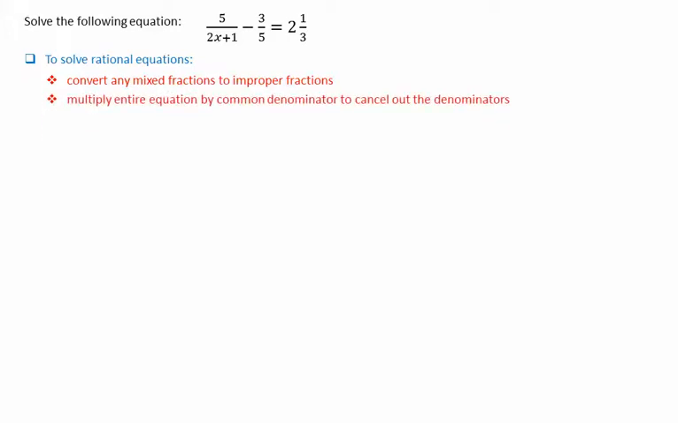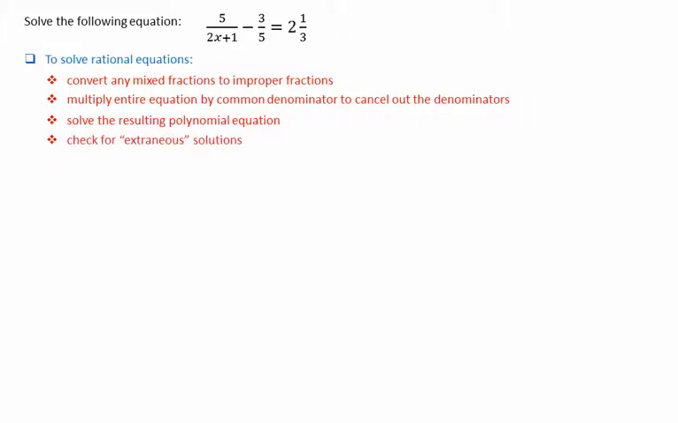Multiply the entire equation by a common denominator in order to cancel out the denominators. Then solve the resulting polynomial equation. In this course, the resulting equation will either be linear or quadratic.